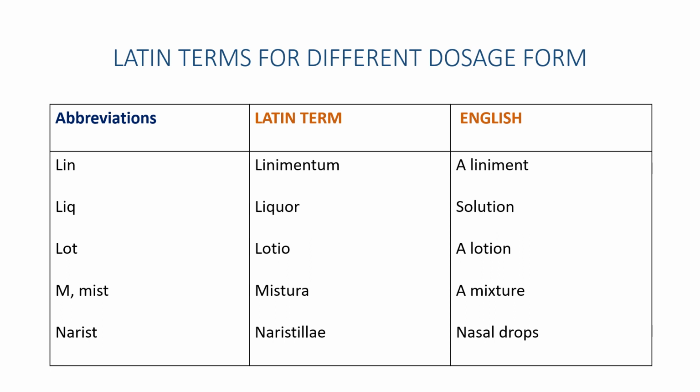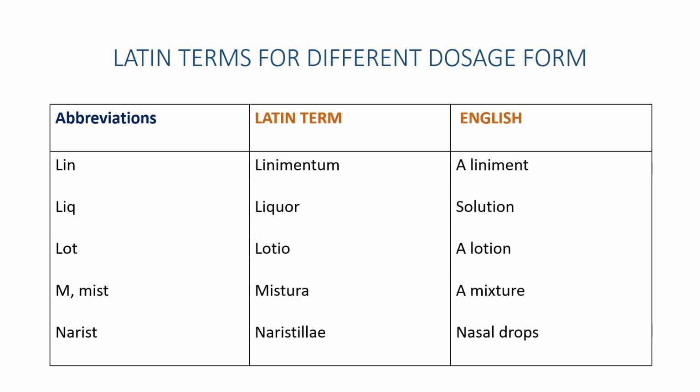Liquor. In English it is called a solution and the abbreviation is liq. Solutio means also a solution and liquor means also a solution. Lotio. In English it is called a lotion and the abbreviation is lot. Mixtura. In English it is called a mixture and the abbreviation is capital M or MIST.